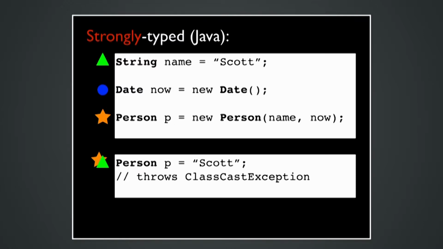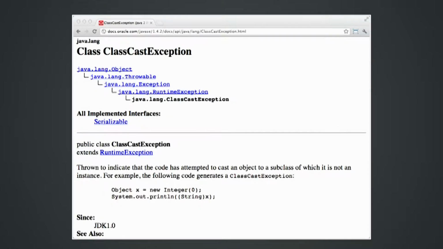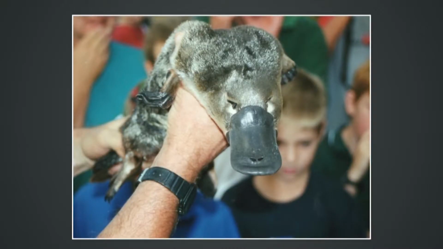And there is no greater irony, or maybe appropriateness, than that a class cast exception is a deeply typed data type as well. We can see that class cast exception extends runtime exception, which extends exception, which extends throwable, which ultimately extends object. So we can see that Java is not just a little bit strongly typed, it's types all the way down. And that works until you're presented with something like this: a duck-billed platypus.